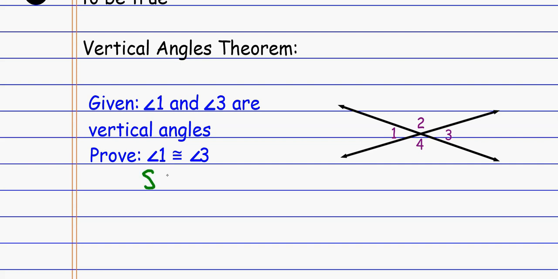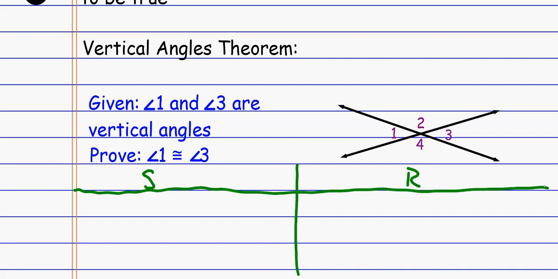And so I'm going to do my statements and my reasons here. And so I start with the thing that I know. I know that we have vertical angles. So angle 1 and angle 3 are vertical angles. And feel free to abbreviate. I use that little angle symbol all the time. And that was given. All right, the problem told me that.